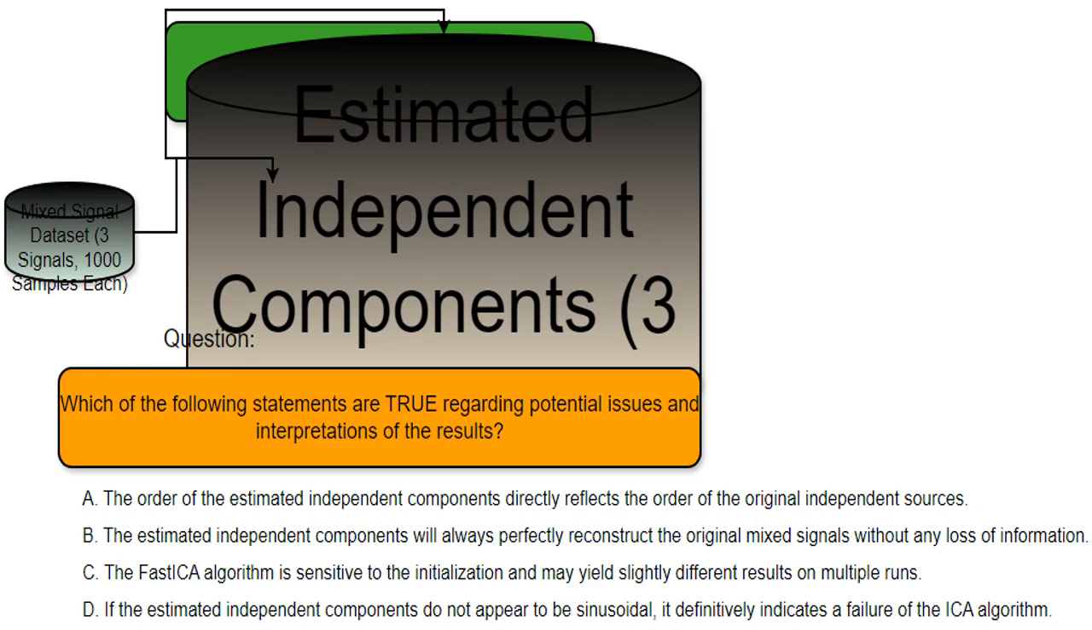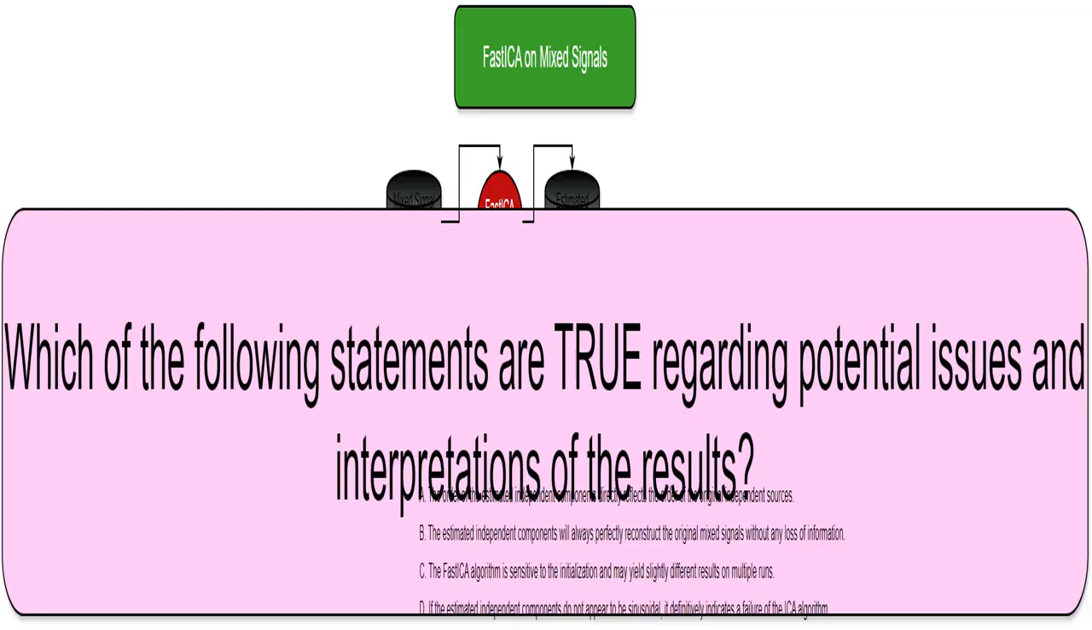These are fastica's best guesses at the original independent signals that were mixed together. I'm evaluating different statements about the results of my ICA process to identify which ones are true and which are false. I need to understand the limitations of the fastica algorithm.